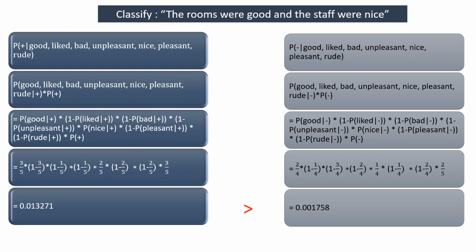The probability of positive is greater than the probability that it belongs to the negative sentiment, and so we conclude that the sentiment is again positive. So we have seen how to construct a classification model and how to classify using the Bernoulli Naive Bayes classifier.